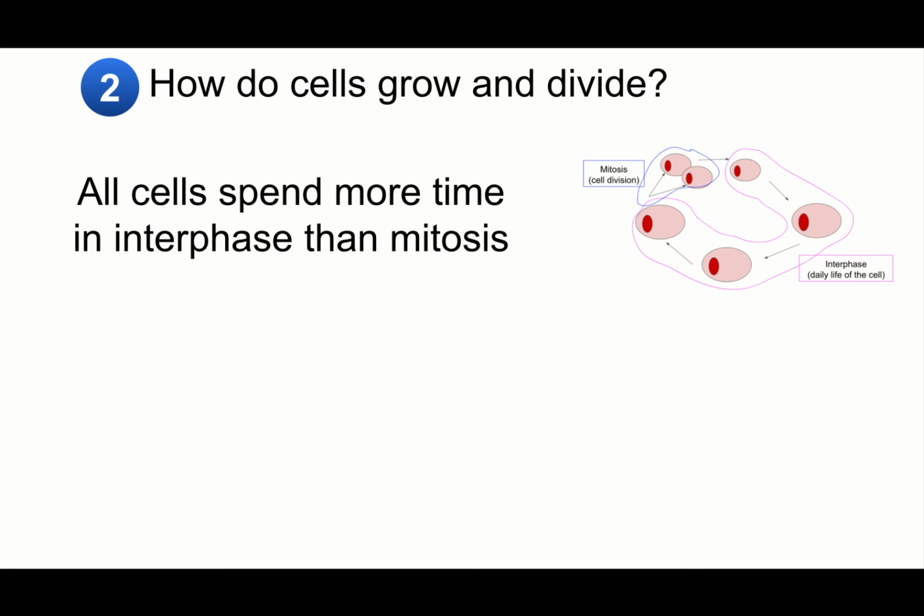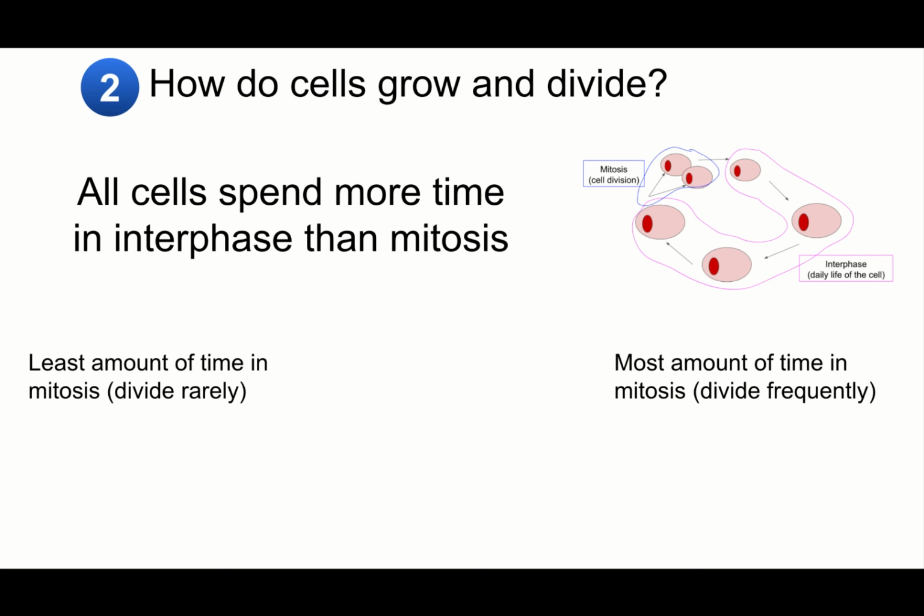We can organize cells by how frequently they divide, by the amount of time they spend in mitosis, from least amount in mitosis to most amount of time spent in mitosis. Least amount of divisions, or dividing very rarely, to most amount of divisions, fastest divisions, most frequent divisions.